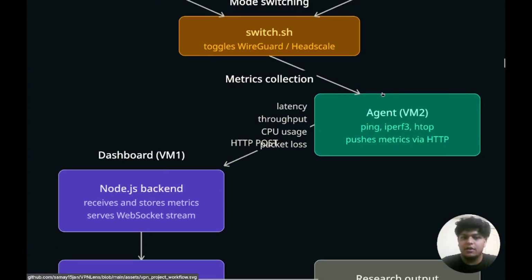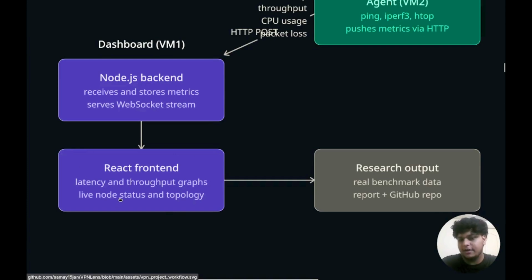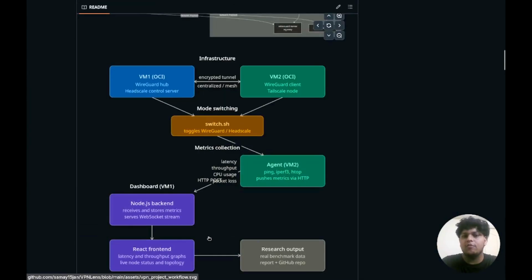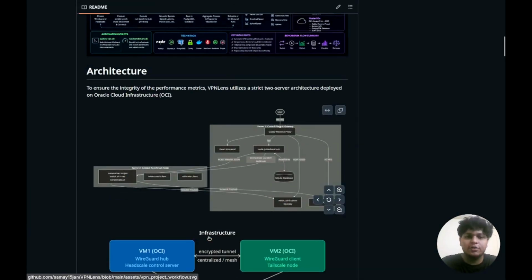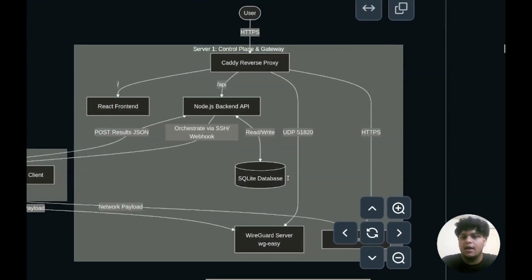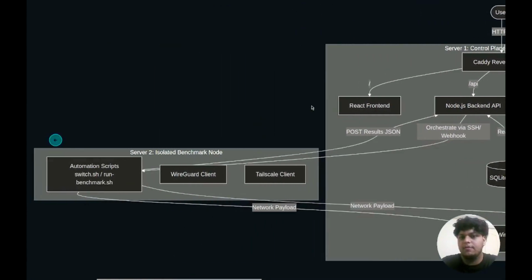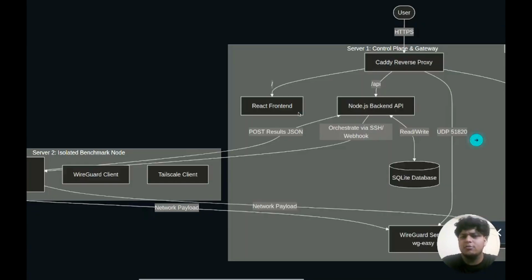From here it goes to the Node.js backend, where it stores everything, and we also have a dashboard built with a React frontend, where we simply showcase everything. So this is about the main infrastructure, the architecture of what exactly we are doing. And this is a slightly more complicated explanation, which is simply the same.